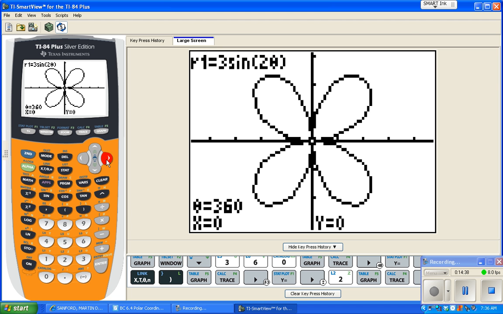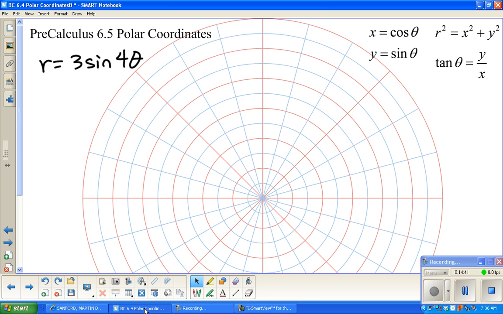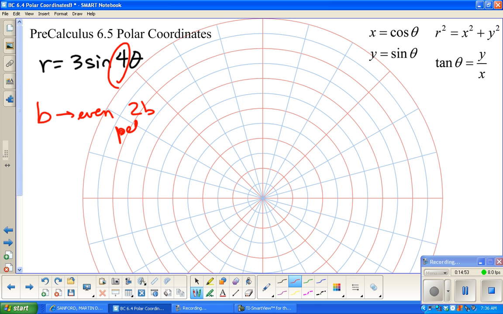So when it was even, when B, the number inside, is even, I get 2B petals, or leaves if you prefer. When B is odd, I get B petals. And why again is that? Because they're retraced. Let me just say repeated. I guess that's a better way to say it.